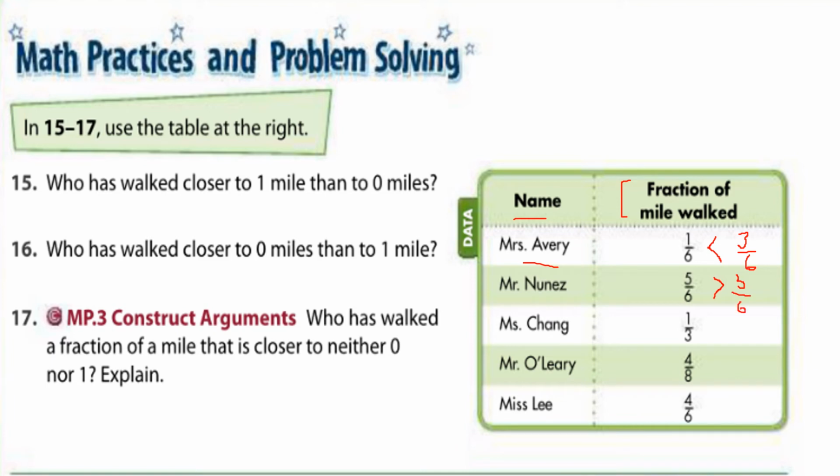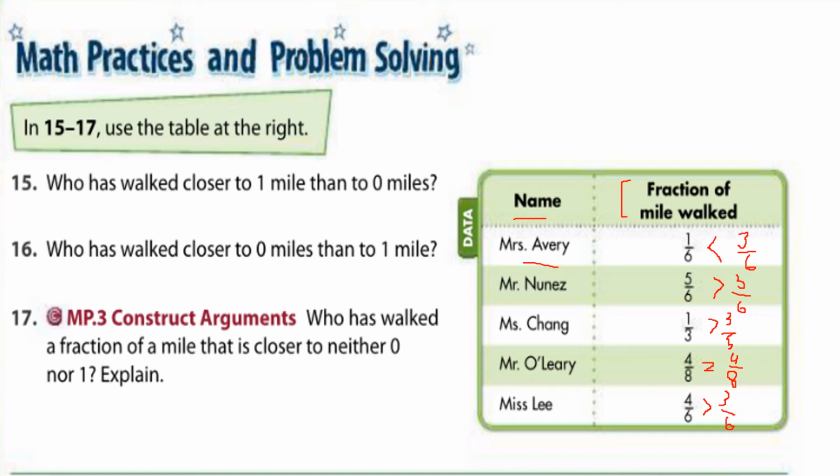Miss Chang walked 1/3 of a mile, which would be less than the whole, which would be near to the 0 because it is less than 3/3. Mr. O'Leary walked 4/8, which is equal to the half, 4/8. And Miss Lee walked 4/6 of a mile, which is greater than the half, 3/6.